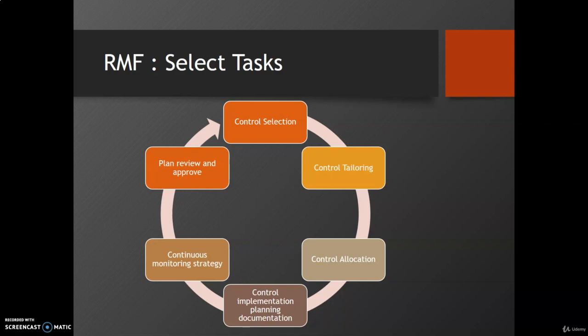There are two approaches that can be used for initial selection of controls. One is the baseline control approach and the other is the organization-generated control selection approach. Most companies are using the baseline control selection approach, so let's look into it. What is the baseline control selection approach? It uses a control baseline, which is a predefined set of controls specially assembled to address the protection needs of a group, organization, or community of interest.